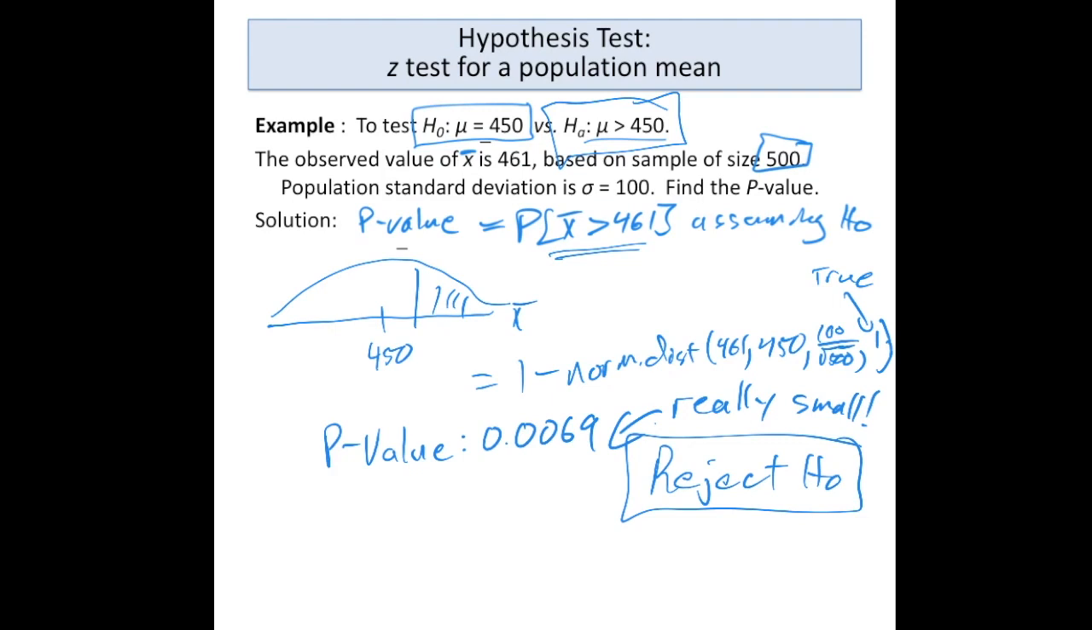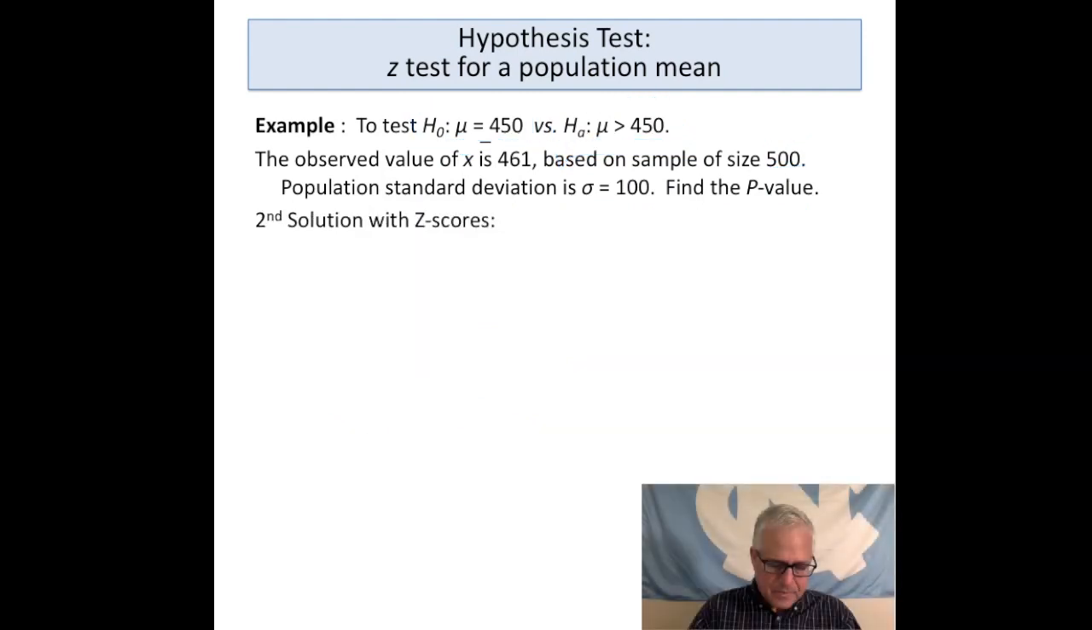Okay, so I want to introduce the idea of a z-score for these data, for this X bar. I want to find a z-score. We've seen z-scores before, but not exactly in this context. And then I want to just show how to get the same solution using a z-score. Okay, so same question, solution with z-score.